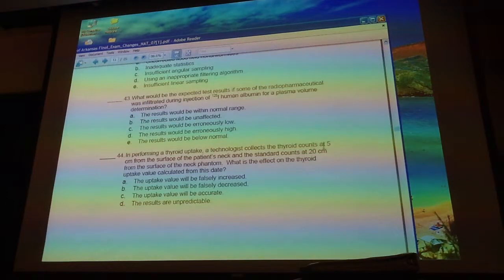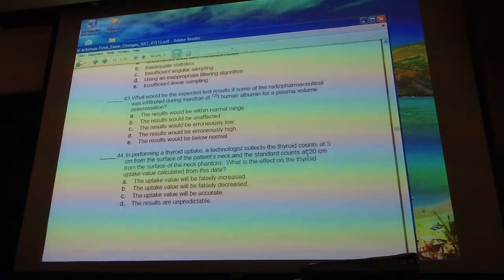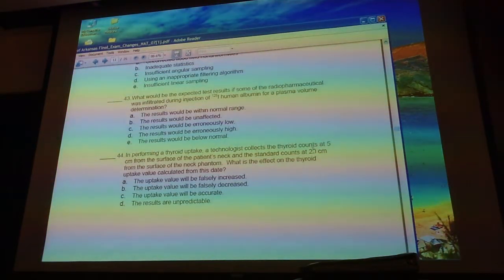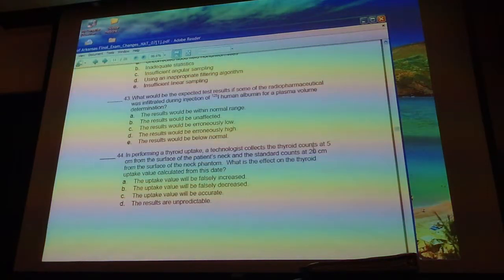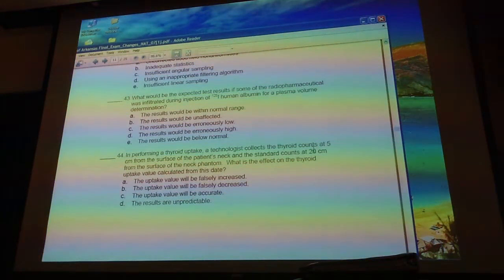Let's say that we have the same number of counts in the thyroid as we have in the fin. So it's 4 times the distance away. So how much of a reduction? In this case, 16 times less.